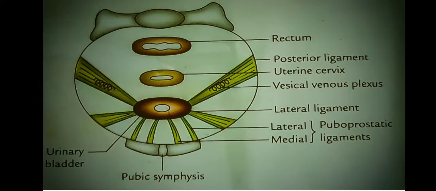Moving on to the posterior ligaments, these are the posterior ligaments. They are two in number on each side. They extend from the base of the bladder to the lateral pelvic wall and enclose the vesical venous plexus. Here you could see the vesical venous plexus is in the posterior ligament.